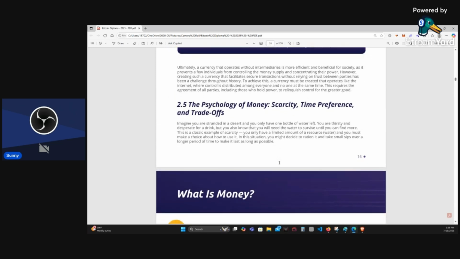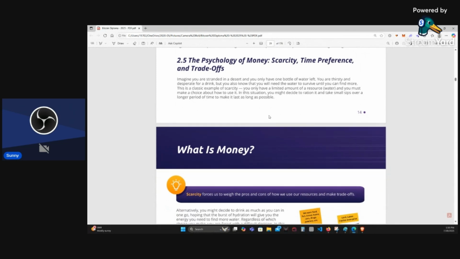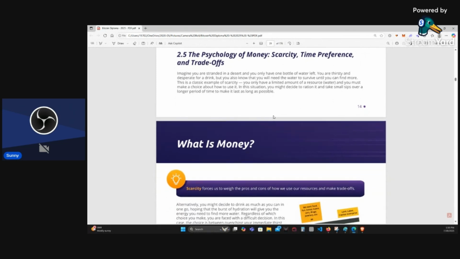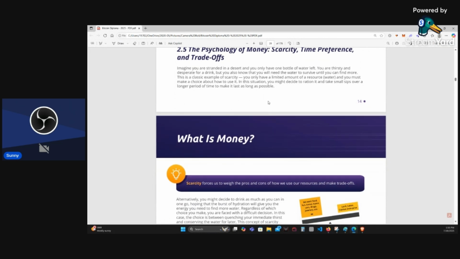Now, the psychology of money: scarcity, time preference, and trade offs. Imagine you are stranded in the desert and you only have one bottle of water left. You are thirsty and desperate for a drink, but you also know that you would need the water to survive until you can find more. This is a classic example of scarcity. You only have a limited amount of a resource, water, and you must make a choice about how to use it.